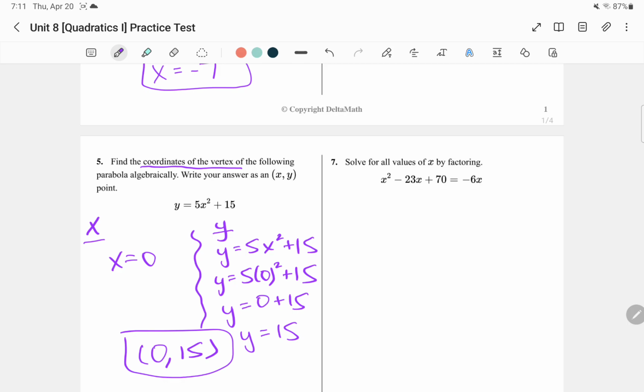Okay, again, notice that you have to still find x and y if you're trying to find the vertex. The answer is not going to just be 0, 0, okay?